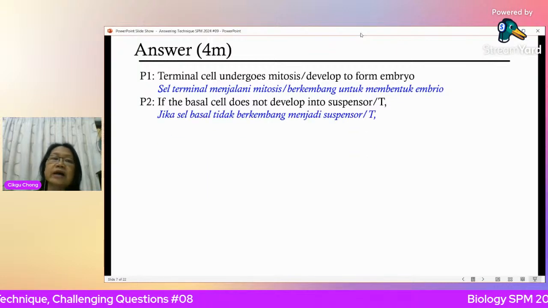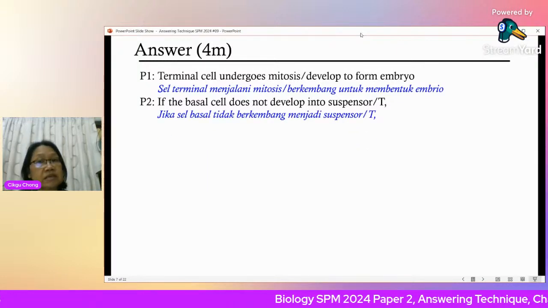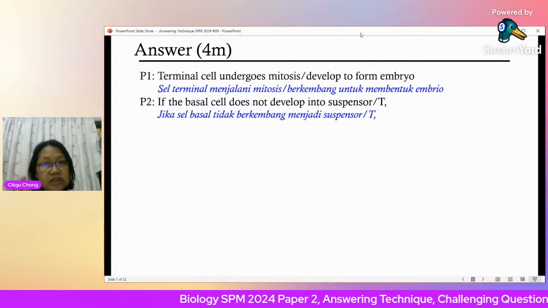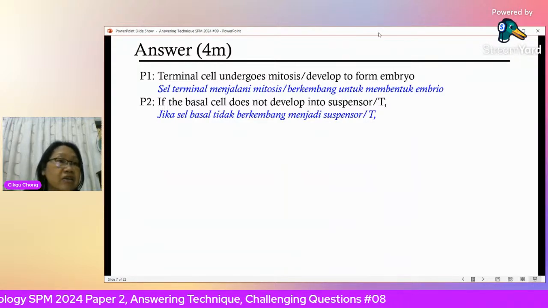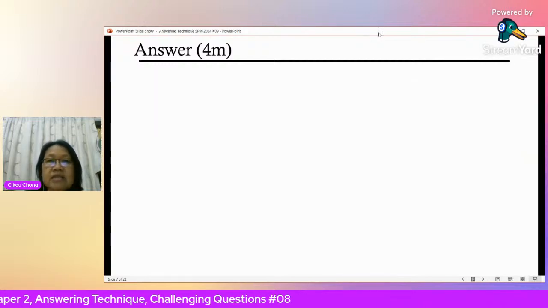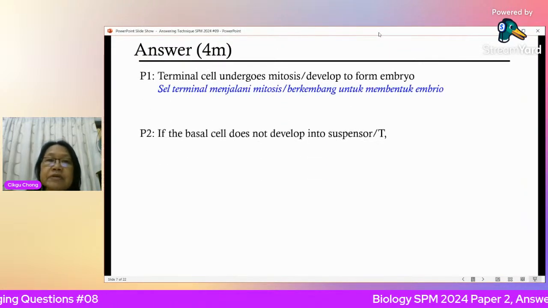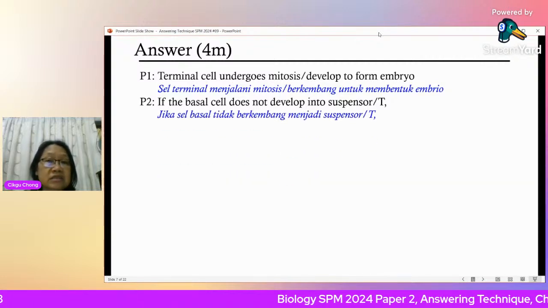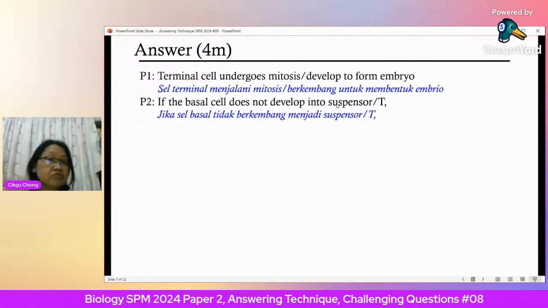Okay, so explain what happens if the basal cell does not develop into the suspensor, the structure T. Oh, sorry, it's not structure T. I should have labeled it structure R, right? Yes, my diagram is structure R. So what happens if structure R doesn't develop? Suspensor, which is structure R.